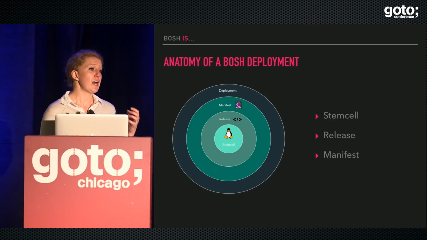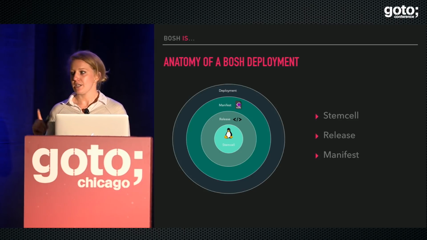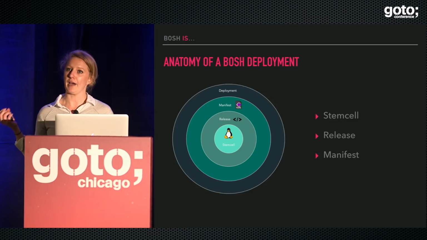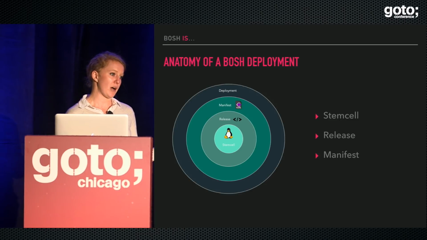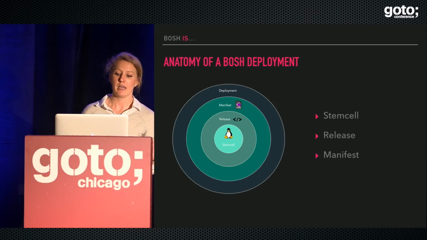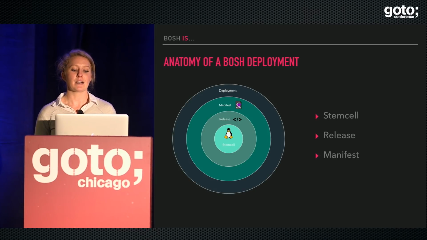A release is what you are deploying. So it's a versioned collection of configuration templates, configuration properties, source code, binary artifacts, startup scripts. It's whatever is needed to deploy software in a reproducible way. And then the manifest, so it has a declarative manifest.